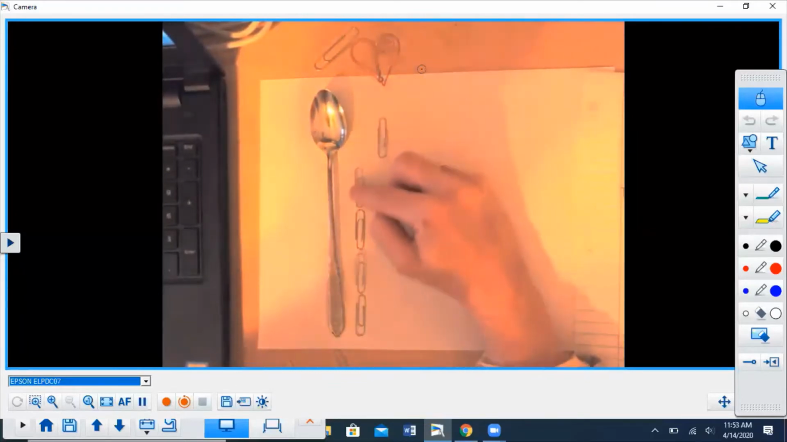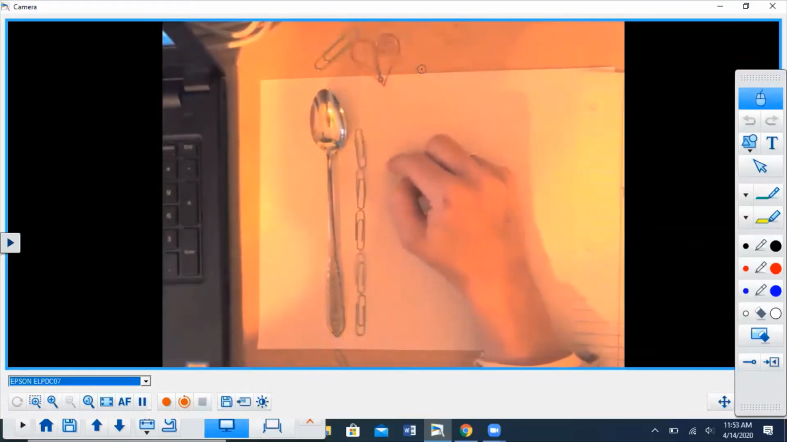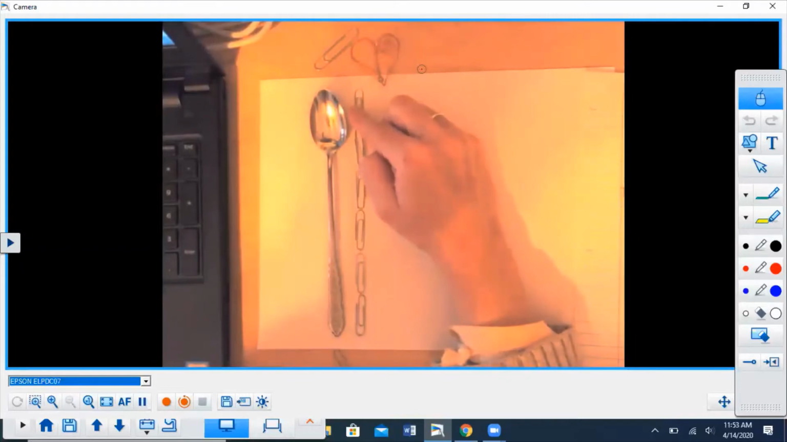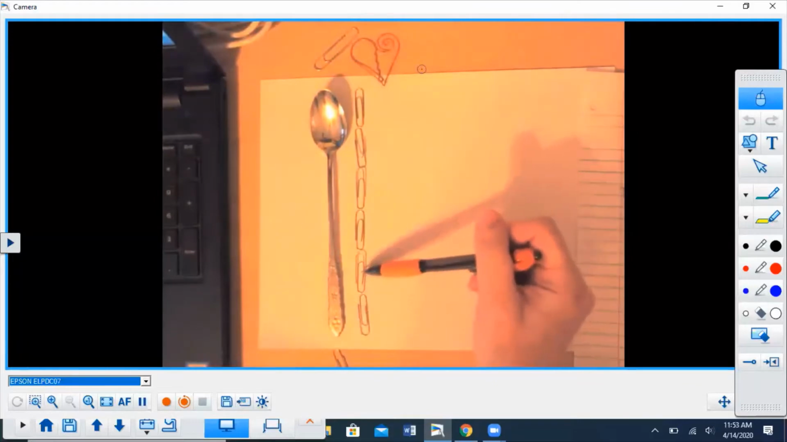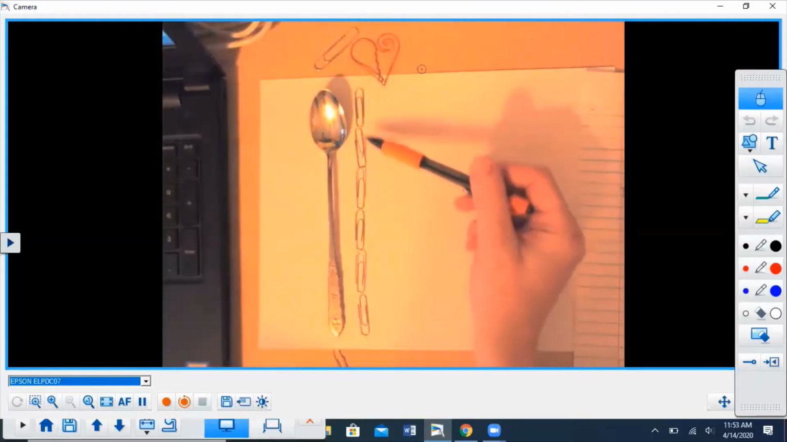All right, let's see, we're gonna go end to end. That one's kind of a bumpy one, but it works. Let's count how many paper clips long this spoon is. Nice job, there is 6.